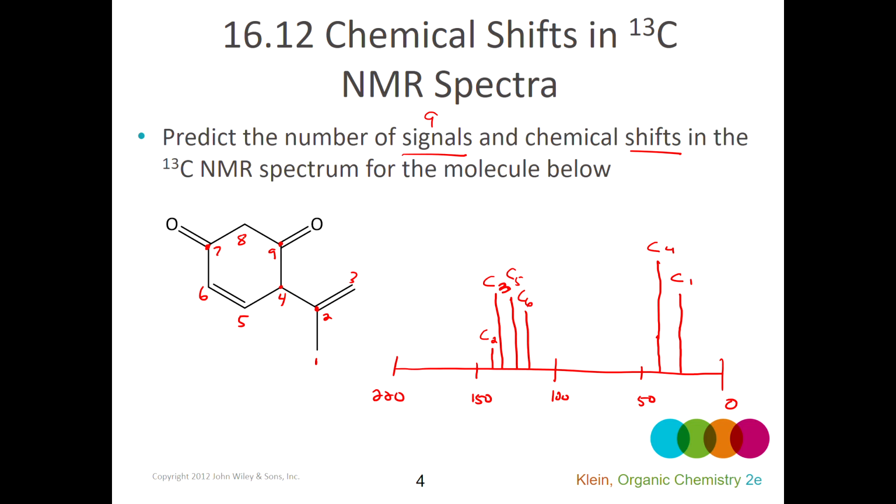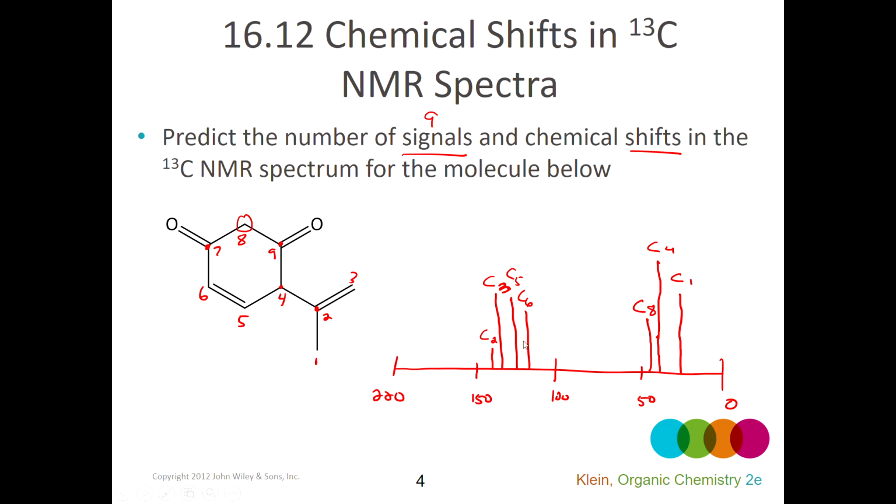Carbon 8 is sp3, and it's not directly bonded to a highly electronegative atom, so I don't expect it between 50 and 100, but it's one away from one on either side, so it's probably going to be pretty close to 50, up in that area.